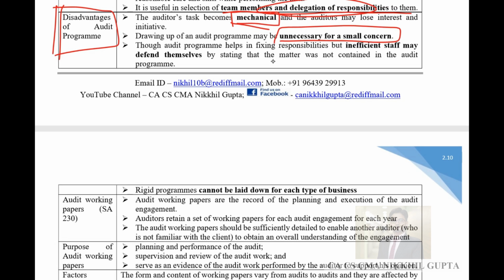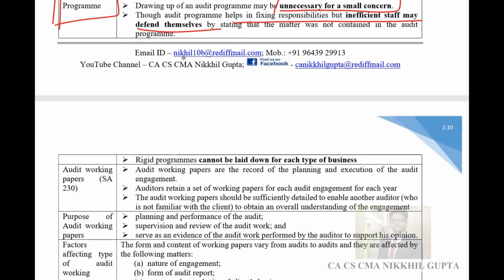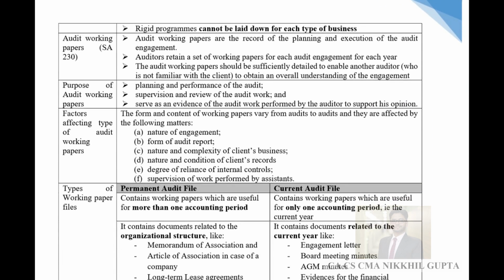Then an audit program helps in fixing responsibilities, but inefficient staff may defend themselves by stating that the matter was not contained in the audit program. Now assume a situation where an obvious thing has not been stated in the audit program. In that situation, the staff which is inefficient, which is not so indulged in work, will take that omission as an excuse for not doing that thing. If it is an obvious thing that had to be done, then whether it is in the audit program or not, it should have been done. If it is not there in the audit program, then the audit staff will take it as an excuse for not performing that particular activity. So this is a drawback of an audit program.